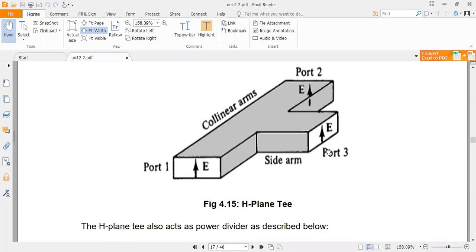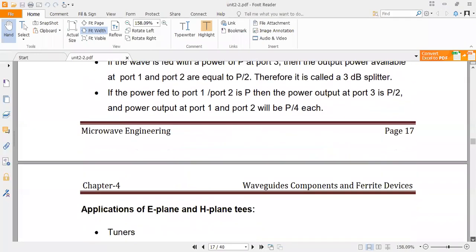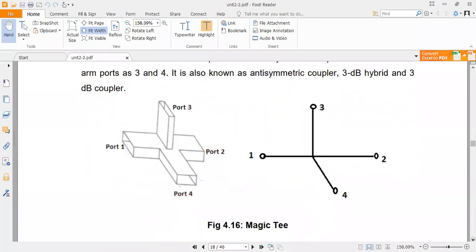Okay. Today, we are going to discuss magic T and derive the S matrix of magic T. So this is magic T. What is a magic T? Magic T is a combination of E-plane T and H-plane T.